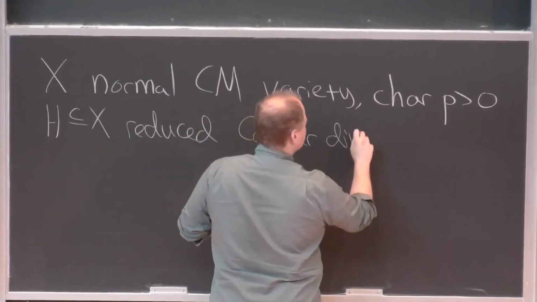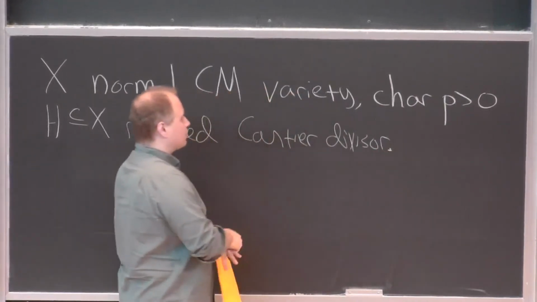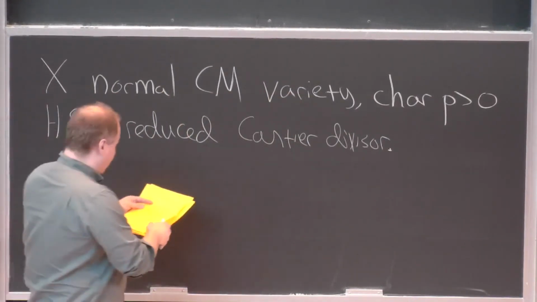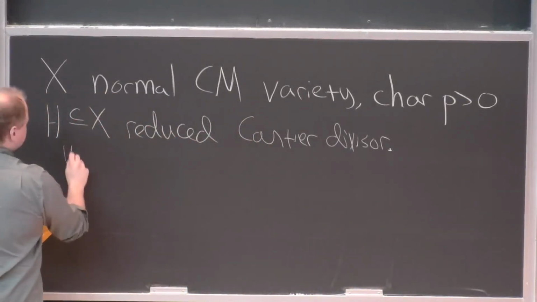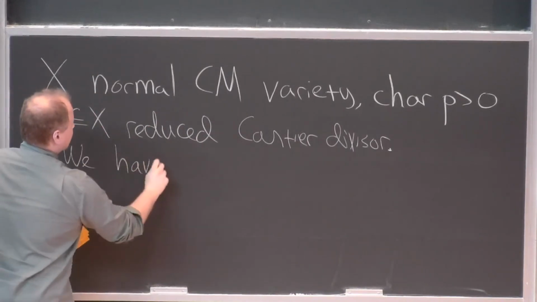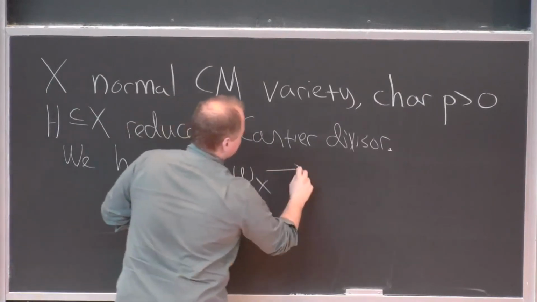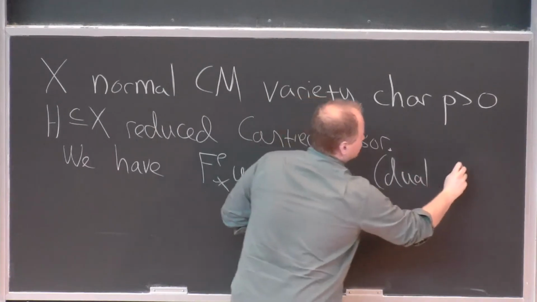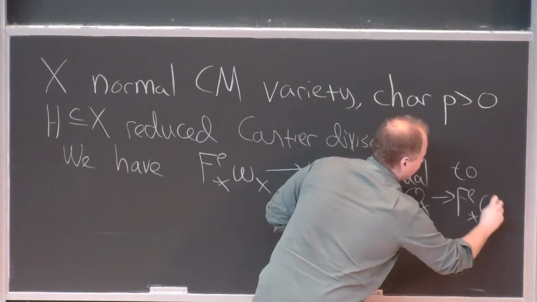I don't really need any of this to write what I'm going to write, but I don't want to make people confused. And I don't want to just stick with smooth varieties, because this talk is about non-smooth varieties. And remember, we have this map which we wrote as F^e lower star omega_X to omega_X, and this is dual to the Frobenius O_X to F^e lower star O_X.